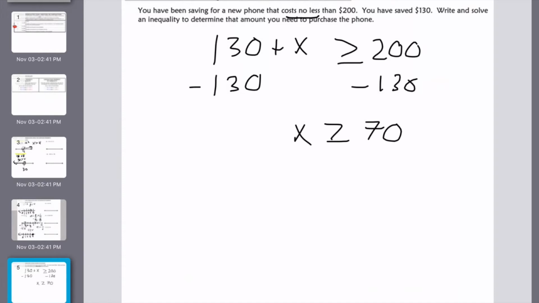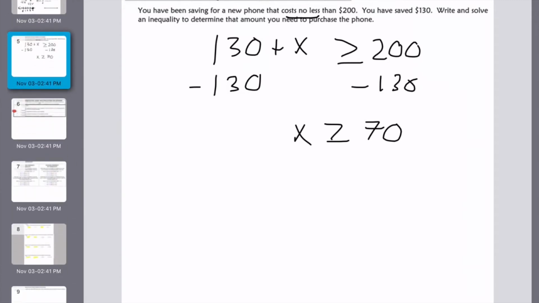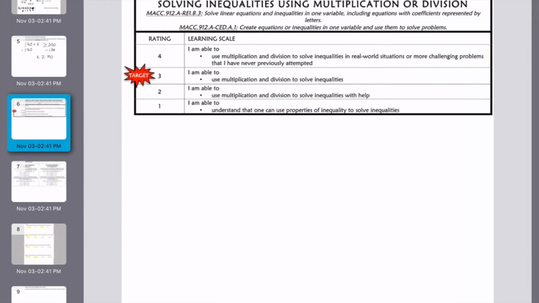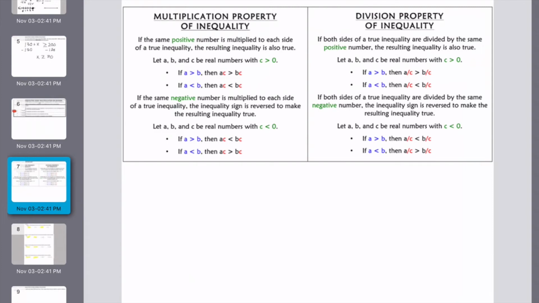So those are all my examples for adding or subtracting inequalities, but let's go ahead and talk about multiplying and dividing. In this next part, I'm hoping that by the end of the video, you are able to use multiplication and division to solve inequalities. And let's go back to our key concepts and vocabulary. Again, we have the multiplication property of inequality and division property of inequality, but things are different here.